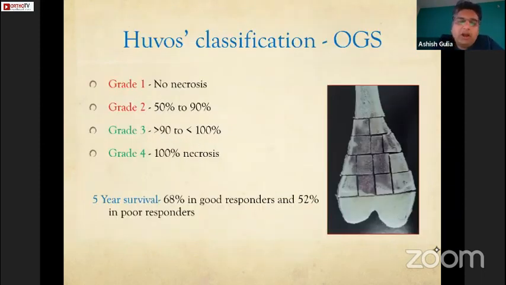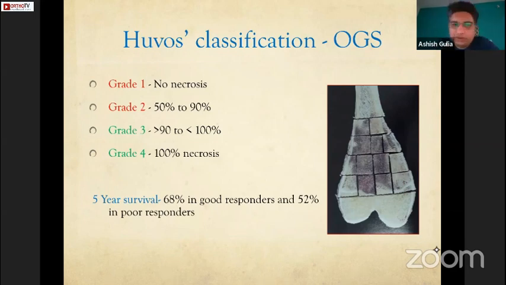Again, we talk about looking at the necrosis of these tumors. Why I am putting these two slides specifically here is that this can be a question in viva or in theory, which talks about the systems which evaluate the necrosis. For osteosarcoma, the pathologist from Memorial Sloan Kettering, Huvos, gave this classification, and he divided these patients into 4 grades.